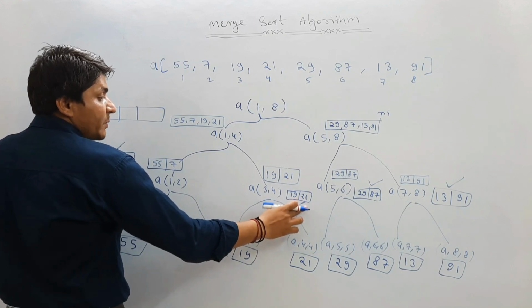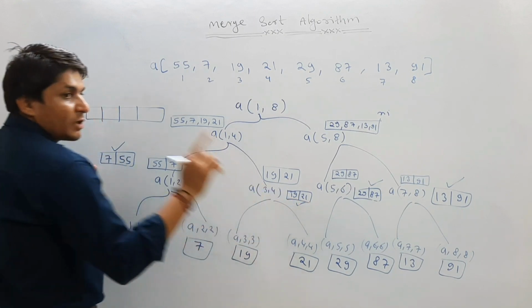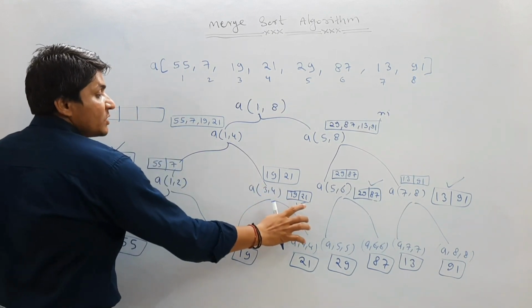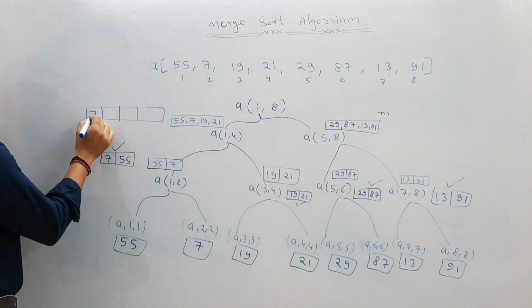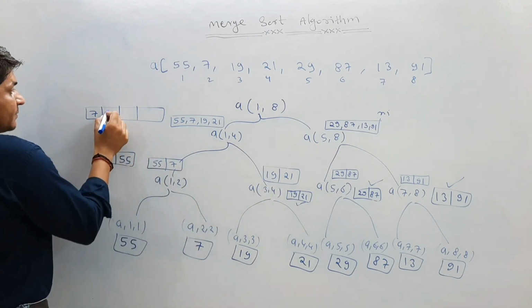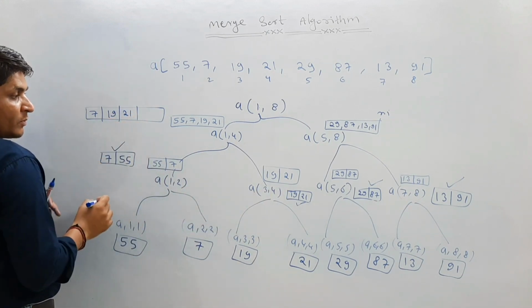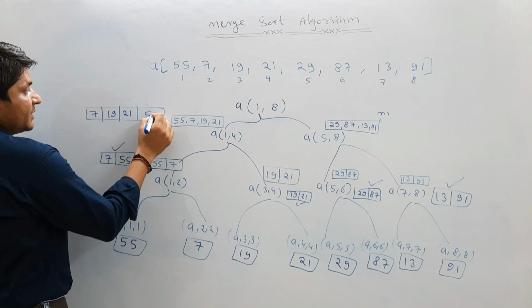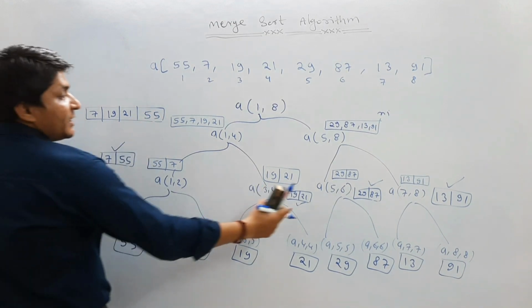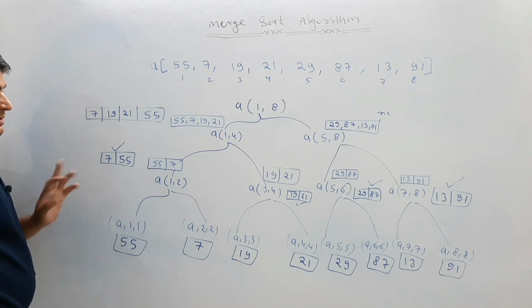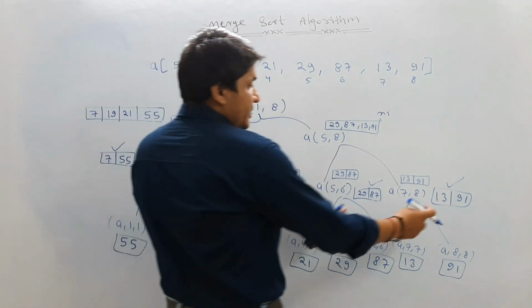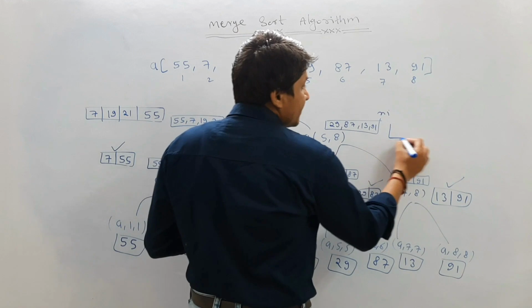After applying merge procedure, you are going to get one sorted array. So what would be that array? That array will contain 7, then 19, then 21, then 55. This is what you will get after applying the merge procedure on these two sorted subarrays, correct? Yes. Now if you apply merge procedure on these other two sorted subarrays, what will you get? Let me write this.